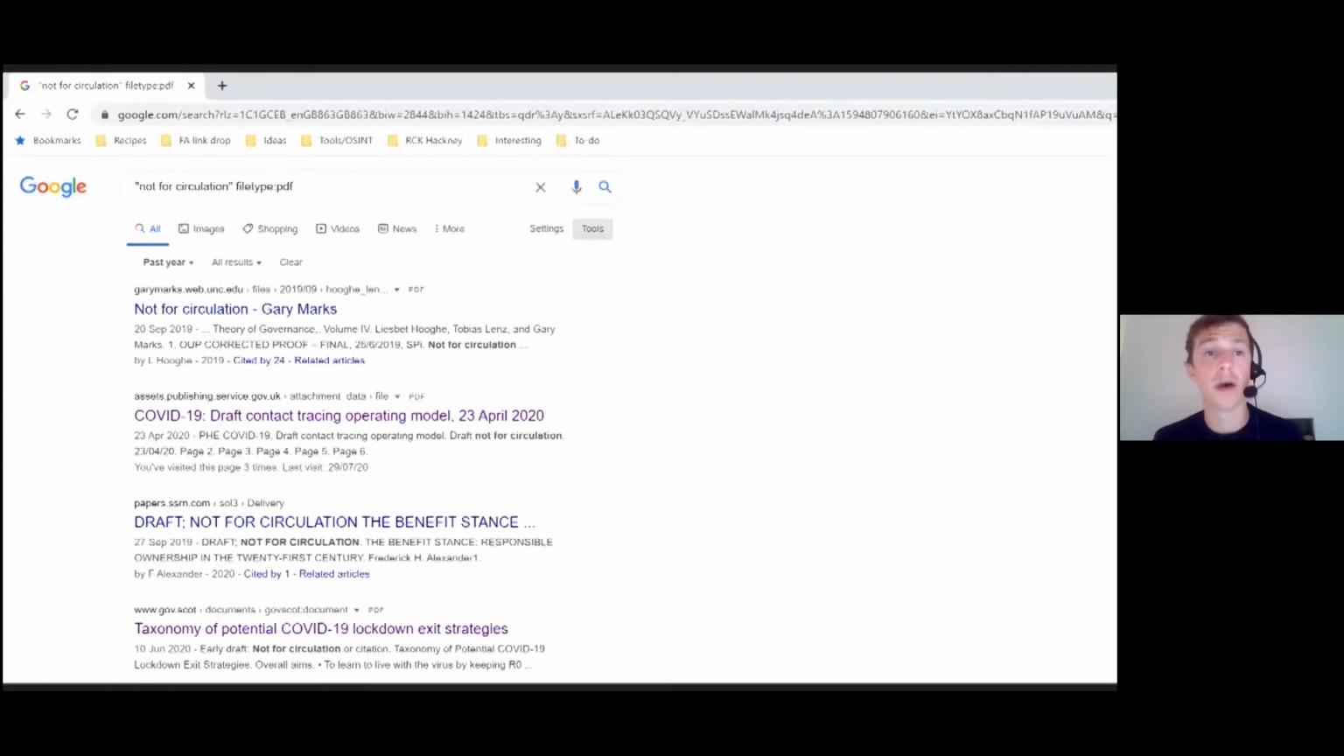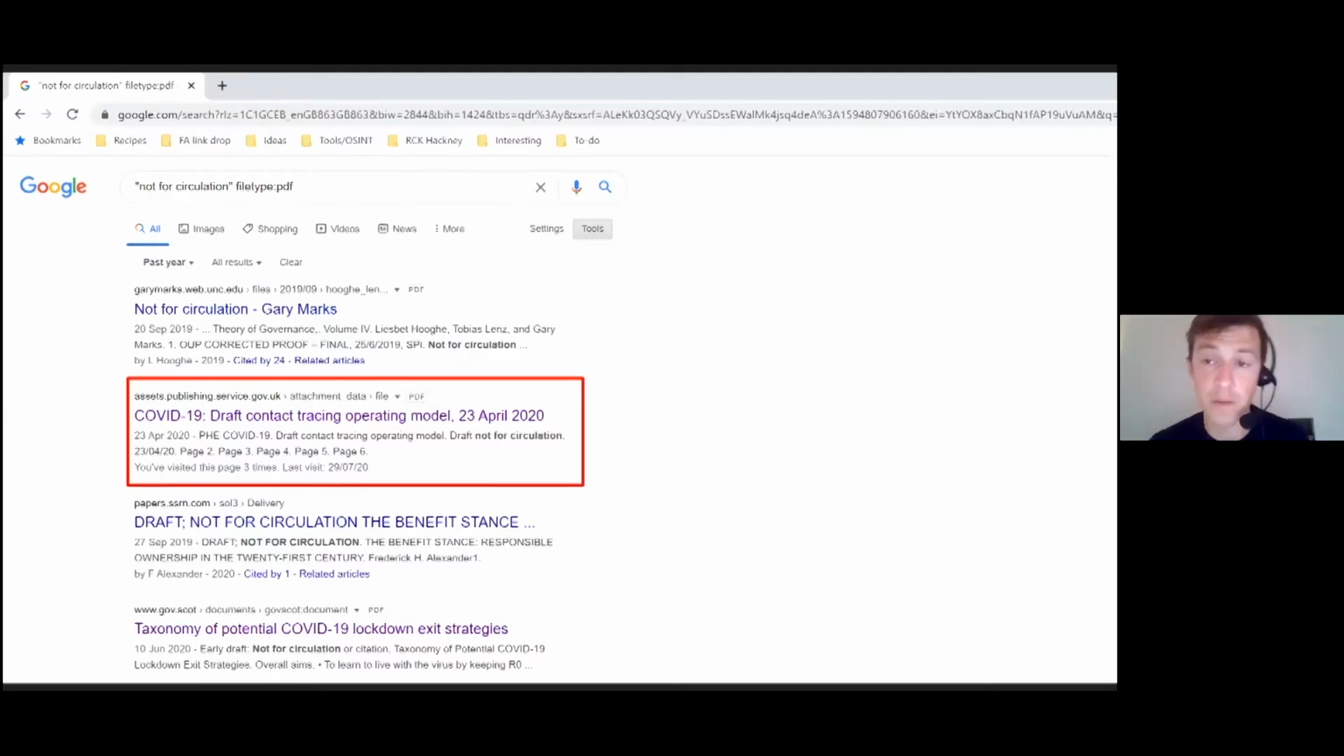search. So that's file type PDF and the quote, "not for circulation." And what did I turn up? Well, you'll see the second entry on the list is from my own government, from the UK government. It's a draft contact tracing model for our COVID-19 response.